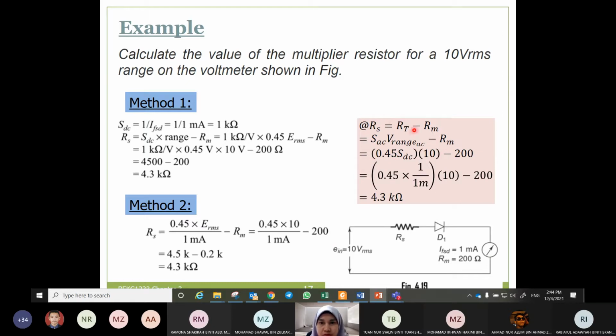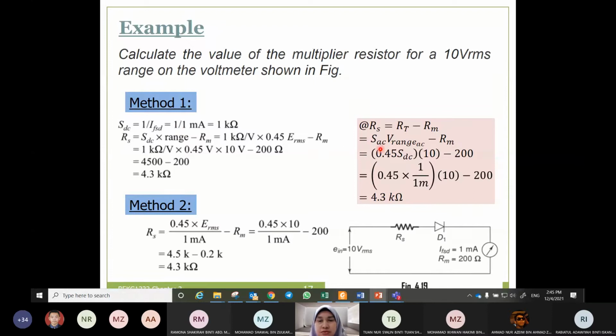Okay, so R total, we know that R total is equal to S multiplied with V range. Okay, so if you use AC for S, the V range must be AC as well. If you use DC for S, so the V range will be DC as well. Okay, and the minus Rm. So this method use AC value. This method use DC value.